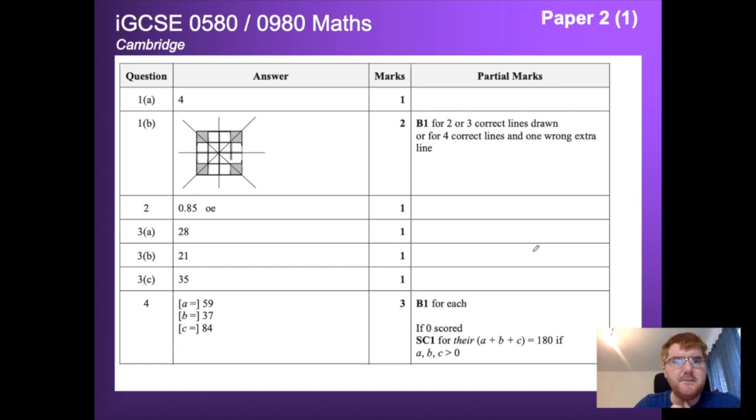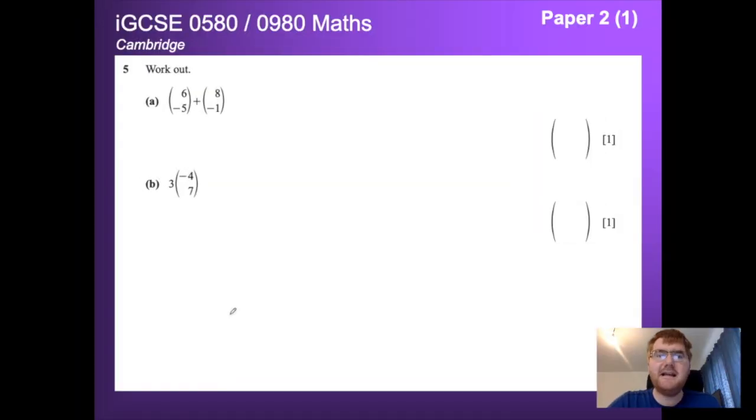Now notice this paper is out of 70 marks and we've already got 1, 3, 4, 5, 6, 7, 10 marks out of 70. So we've already achieved the full marks on 1/7 of the paper, which is pretty good going. Okay, and let's carry on.